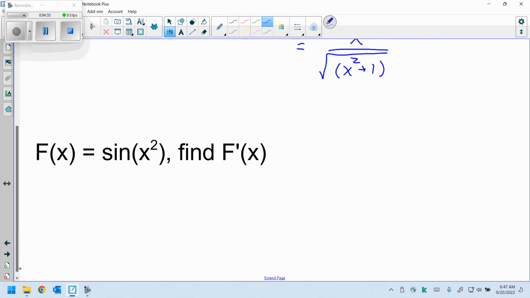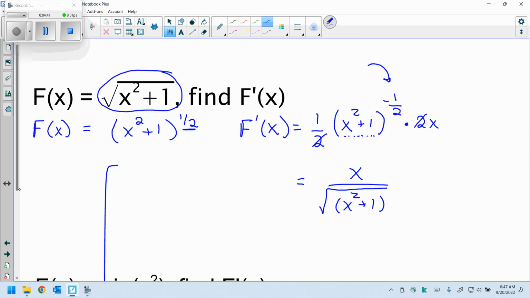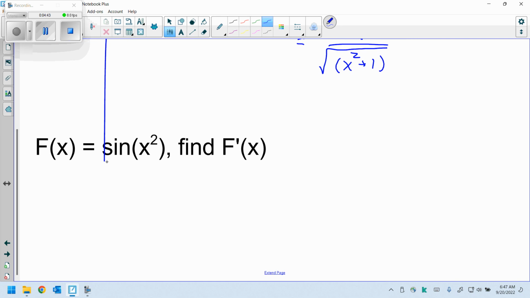How about this guy? Don't have to rewrite anything. Parentheses were already given to us. We have something on the outside of the parentheses. We got something on the inside. So if I'm looking for the derivative, I'm going to take the derivative of what's outside. Derivative of sine is cosine. And don't mess with the inner function. And now let's multiply by the derivative of what's inside.